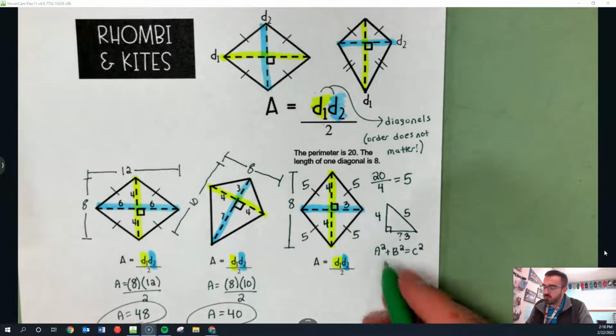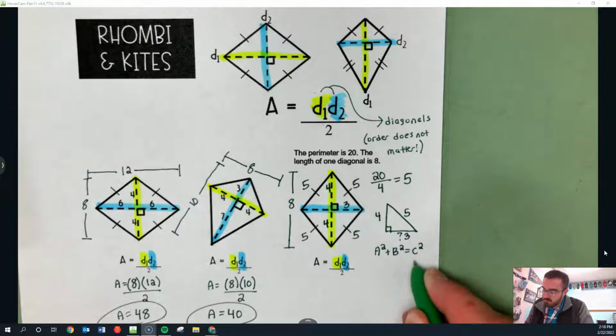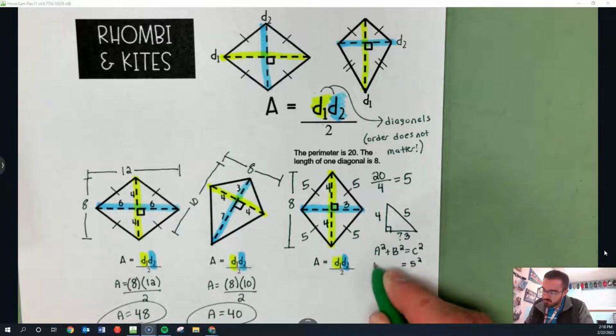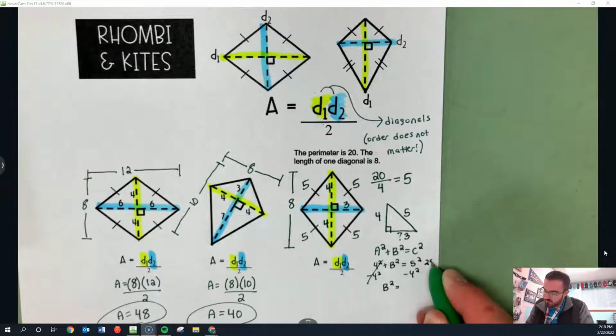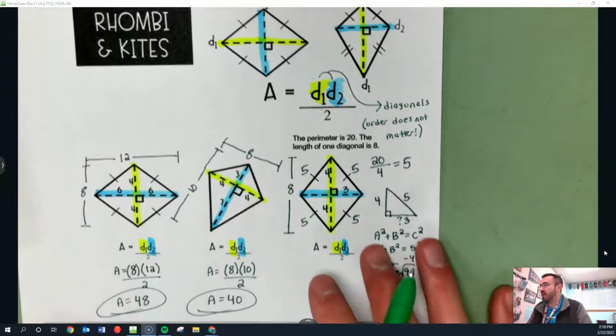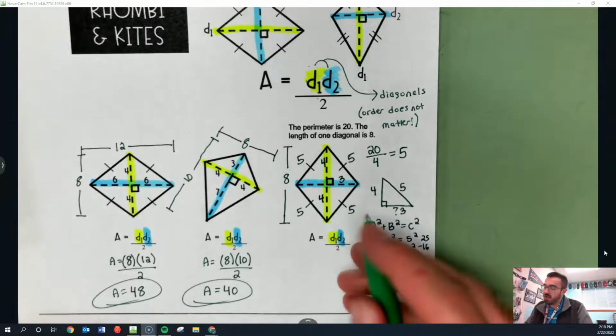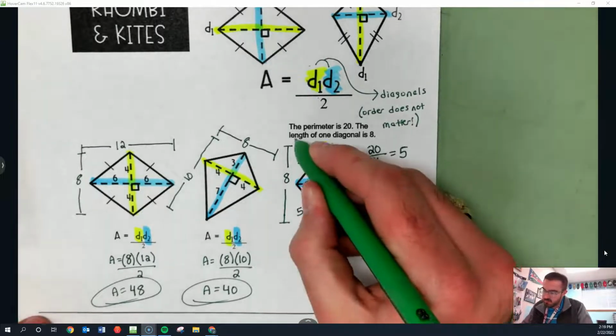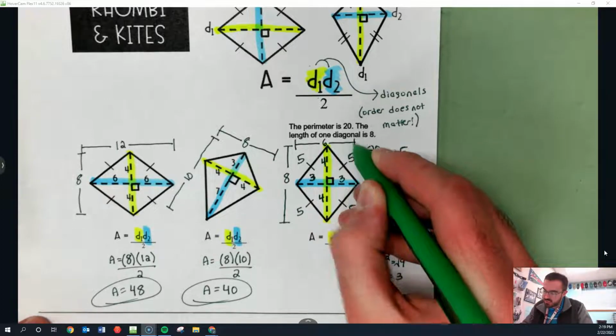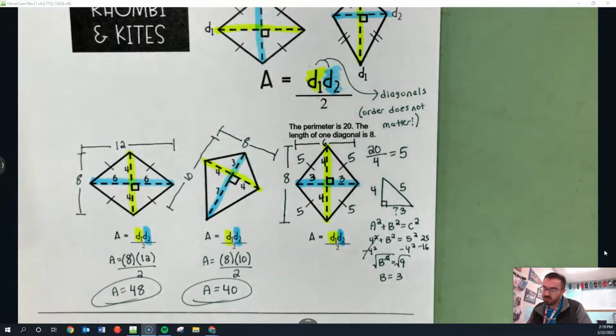Let me just prove that to you real quick. This would be 5 squared equals 4 squared plus b squared. Subtract 4 squared on both sides. You get b squared equals 25 minus 16, which is 9. B equals 3. So if we know that b is 3, we now know that this other part is 3. I know it gets crazy. But now we know the entire diagonal is 6, and we have the information we need.